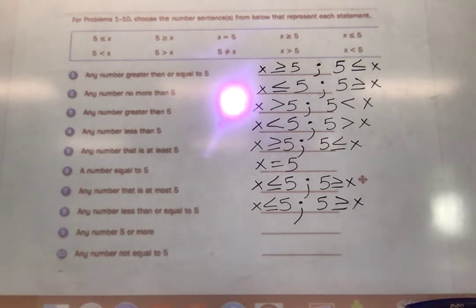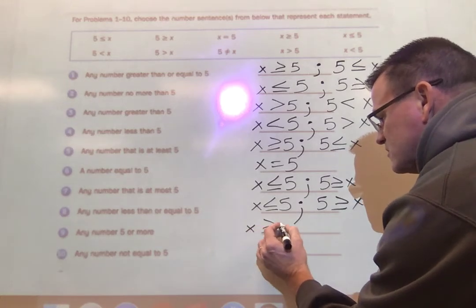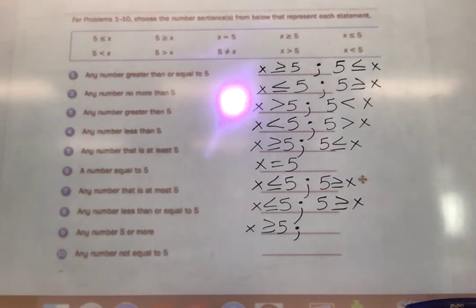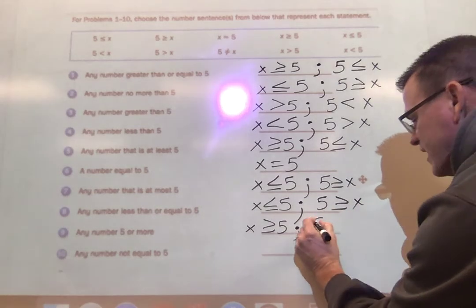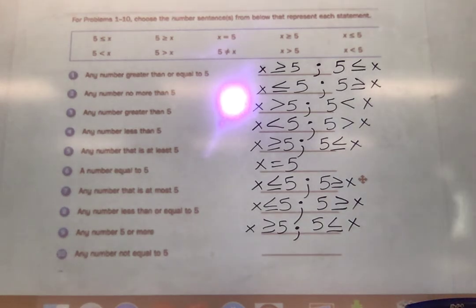and make sure what you wrote represents that. Number 9, any number 5 or more. So x has to be bigger than 5 or exactly 5. So again, this is x is greater than or equal to 5. And 5 is less than or equal to x. Again, both these would work here.